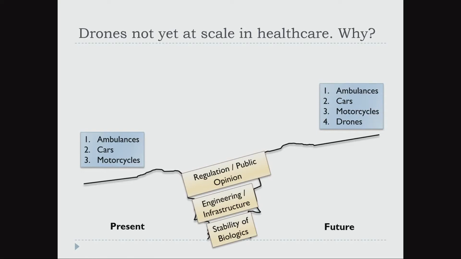One is regulation and public opinion. The second is engineering and infrastructure. And the third is the stability of biologics. So if you put a tube of blood or urine or whatever on a drone, is it stable?